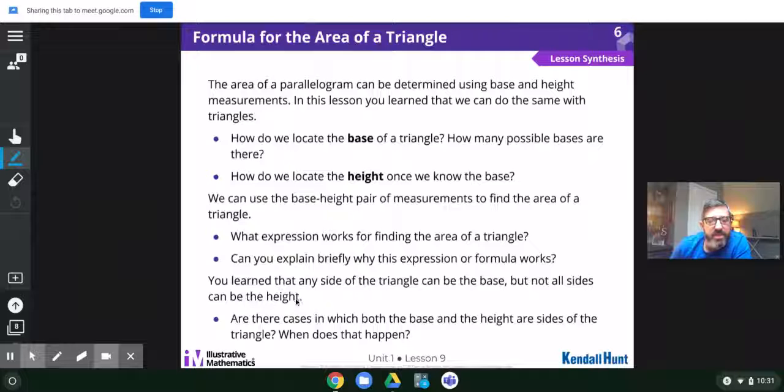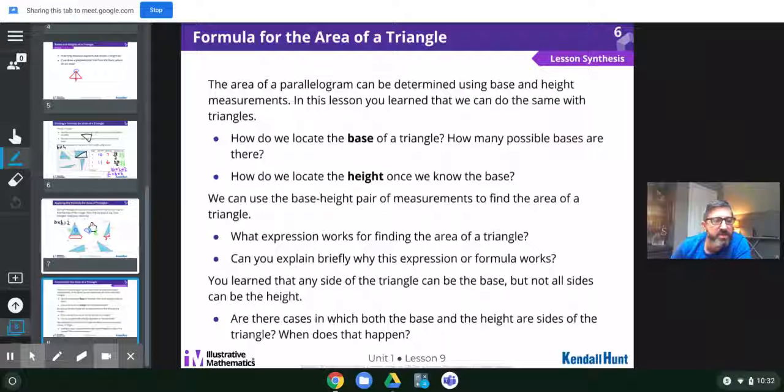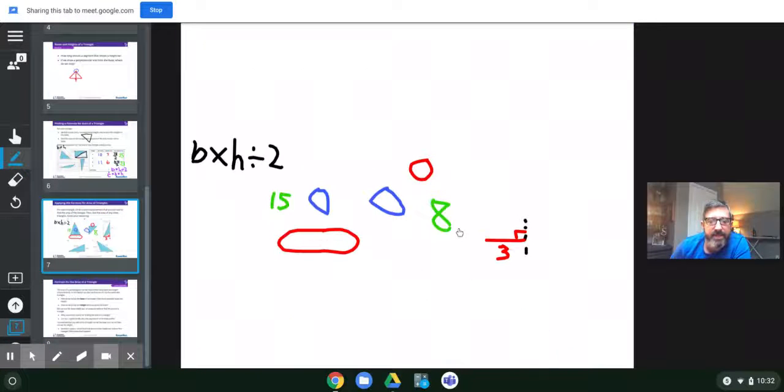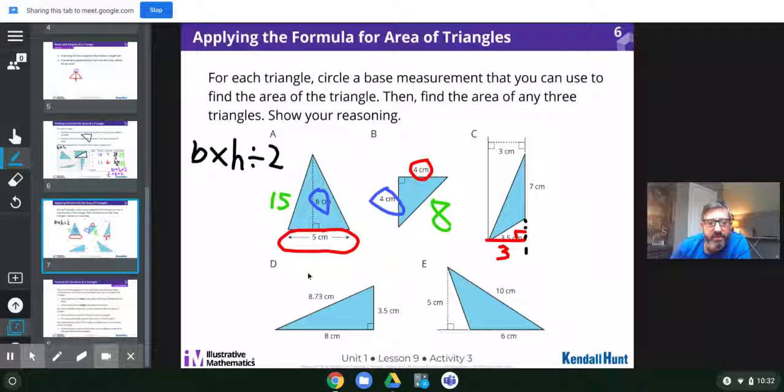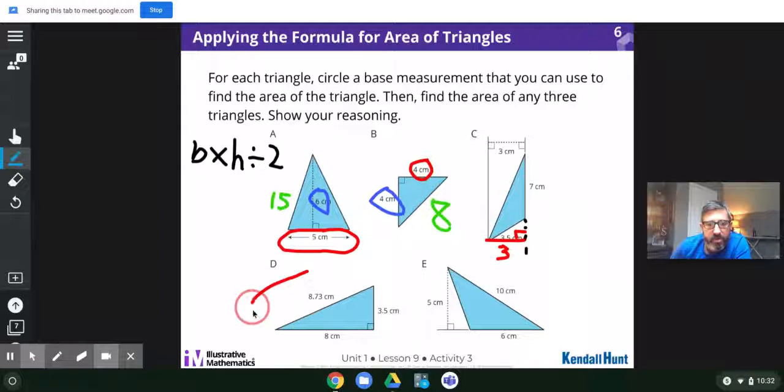So the last thing here, you learned that any side of the triangle can be the base, but not all sides can be the height. Are there cases in which both the base and the height are sides of the triangle? When does that happen? Well, the answer to that is yes. And that happens when you see a situation like in B or in D.